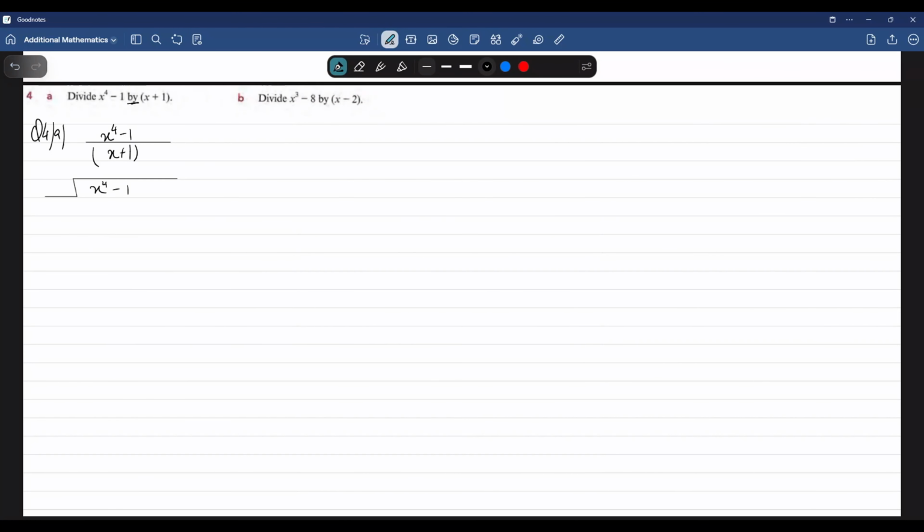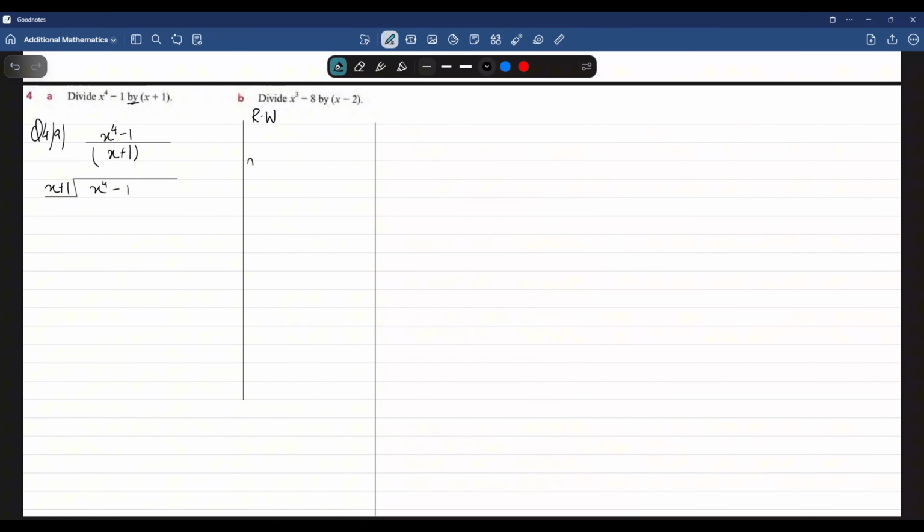Now if I were to do this in the long division format, x raised to the power 4 minus 1 and x plus 1 here. I just make 2 divisions here, and partition for the rough work here.